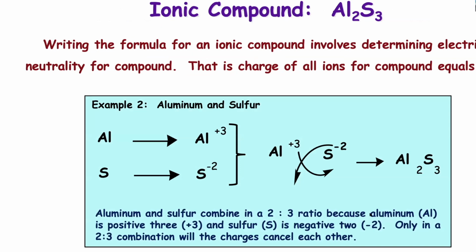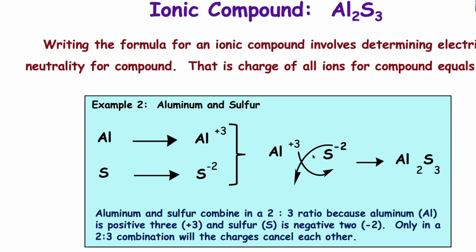Here you see the Criss-Cross. The 2 is the subscript for aluminum. The 3 is the subscript for sulfur. And that's the simplest way. There's one more caveat to that. You've got to make sure that's the lowest ratio by which these atoms exist.